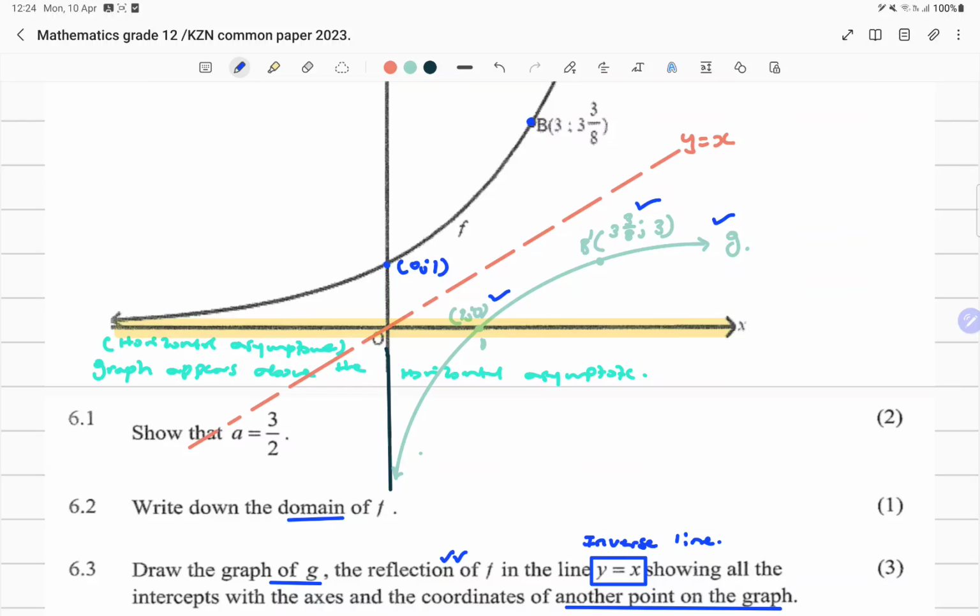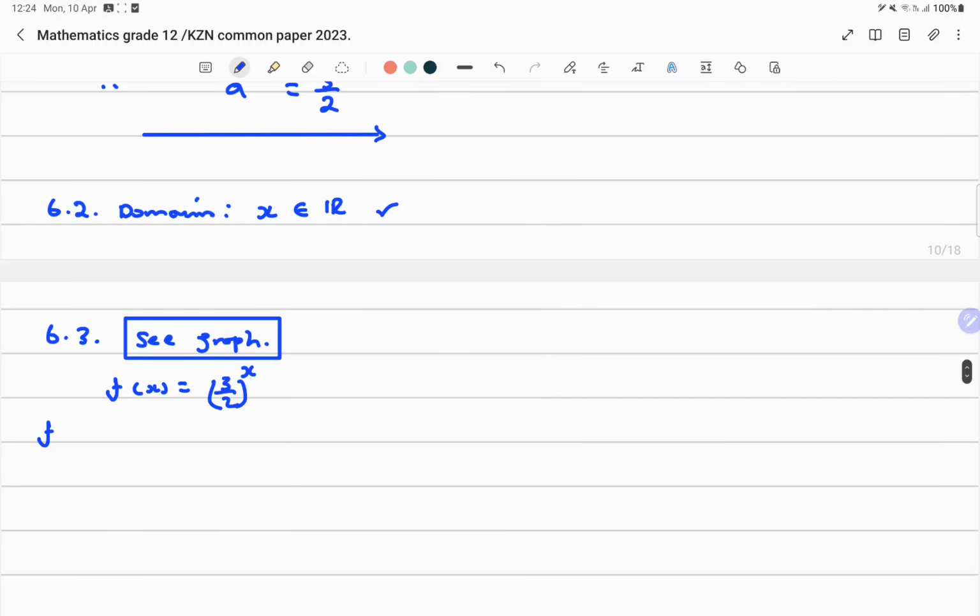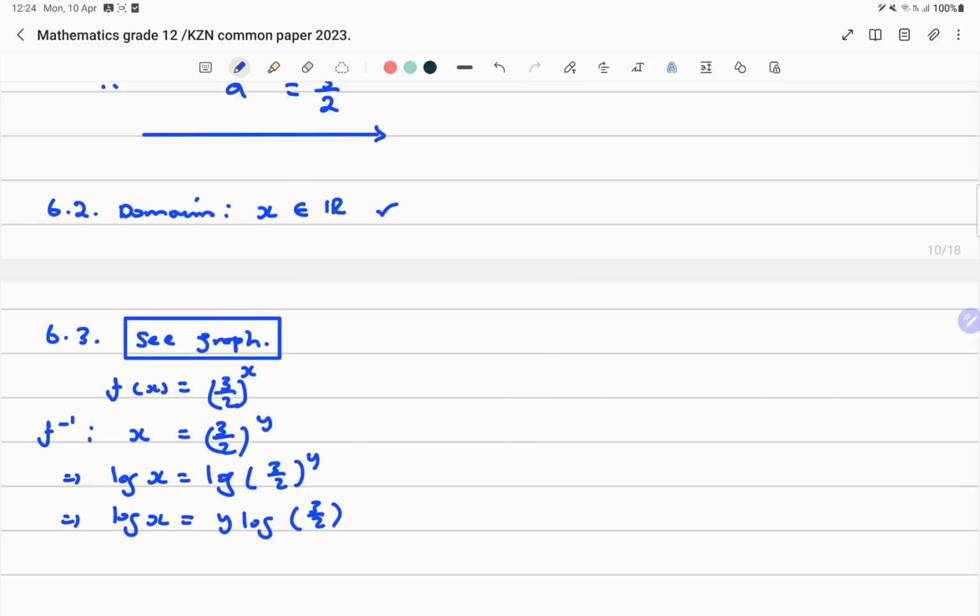Sometimes you just want to use logic to move quickly, but if you're not convinced, you may want to work it out and say, fine, if my f of x is equal to 3/2 to the exponent x, right? To get an inverse of f, it will be such that you put x for where y should be, and then this forces you to introduce logs because you want to make y the subject of the formula. And then we know that the log rules will tell you that you can do this y log 3/2. And then you divide by log 3/2.